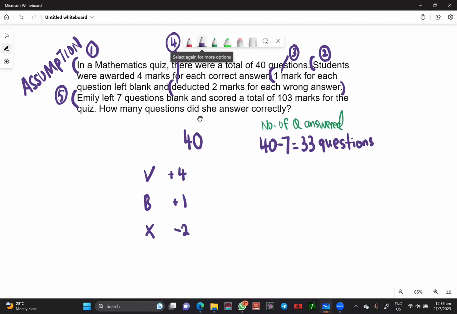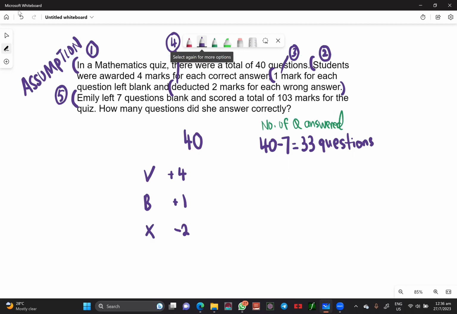So we are going to just look at these 33 questions, and we are going to guess out of these 33, how many are correct, how many are wrong. The ones that are left blank, we have already removed. The reason why I want to remove the ones that are left blank is simply because I do not want to have 3 things that I will have to assume. It is going to be extremely difficult. So since I have removed the questions that are left blank, I'm going to just focus on the 33.